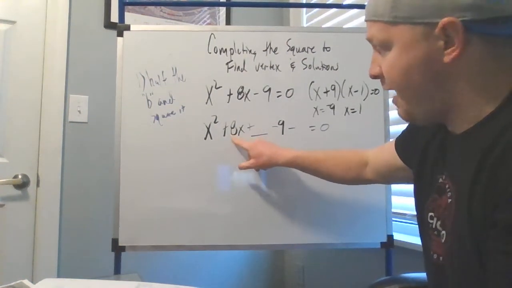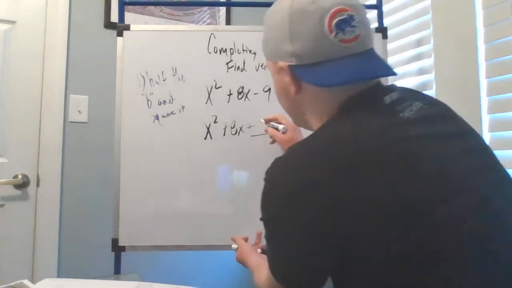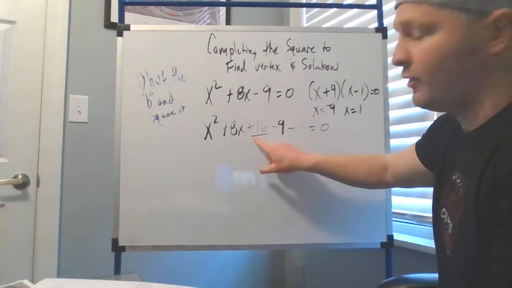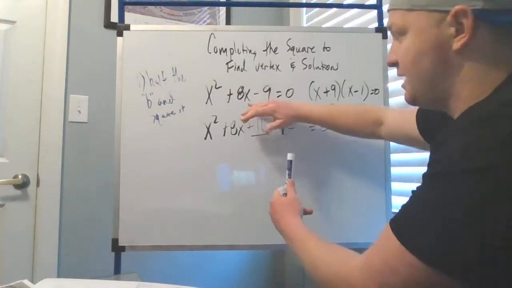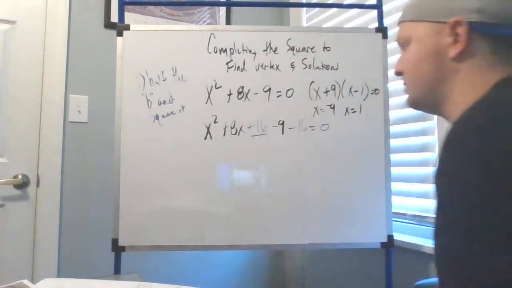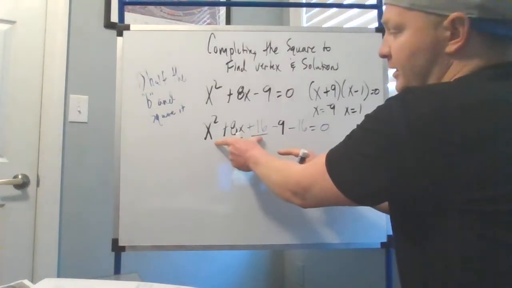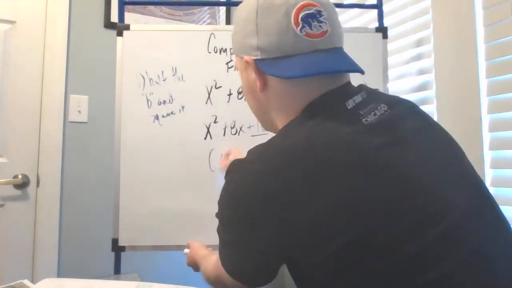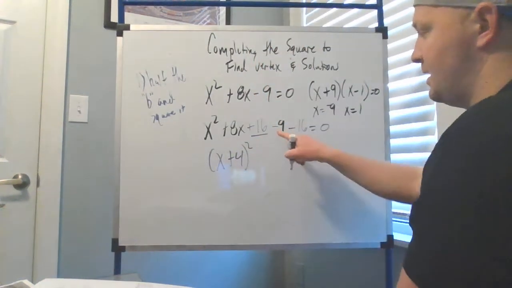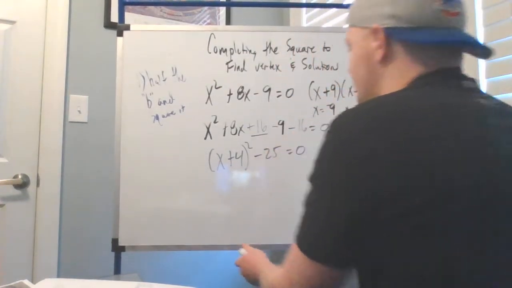So whatever half of 8 is squared, well, half of 8 is 4. Squaring 4 is 16. Think about this. I brought a 16 into this equation that was not originally here. So in order to make this function be identical, if I bring a 16 in, I must take a 16 out, okay? Now, why did I do that? Because now I can look at this as a perfect square, and this gets reduced down to x plus 4 squared, okay? -9 minus 16 is -25 equals 0.